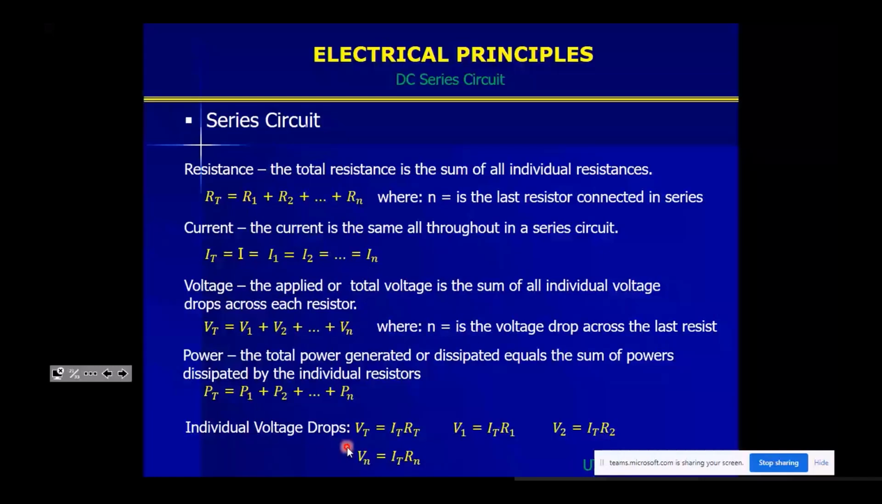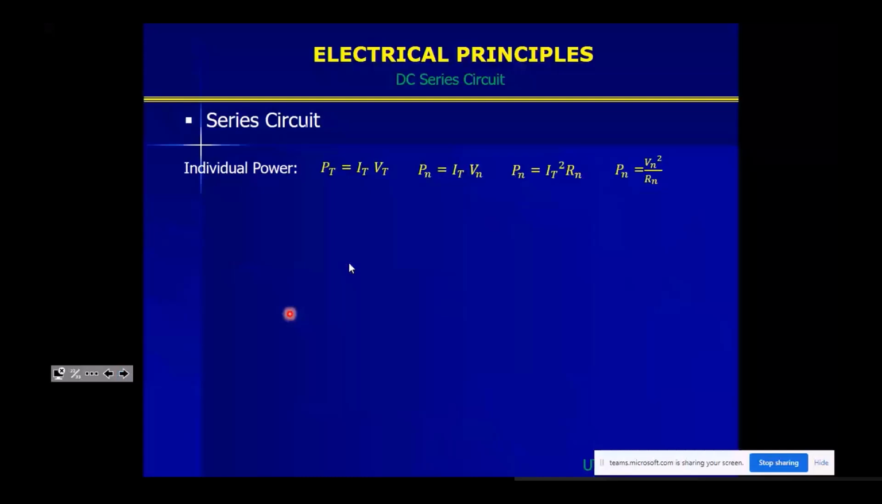Next, for the power, this is the individual formula. PT is IT times VT. For the individual powers, you will notice PN equals IT times VN. You will notice IT here: you use one common current in the series circuit. Those are the formulas for the series circuit. So start remembering these formulas because it is very important when you solve problems.